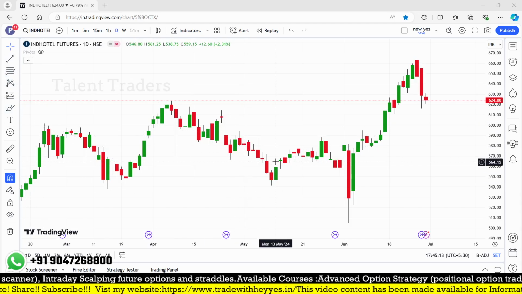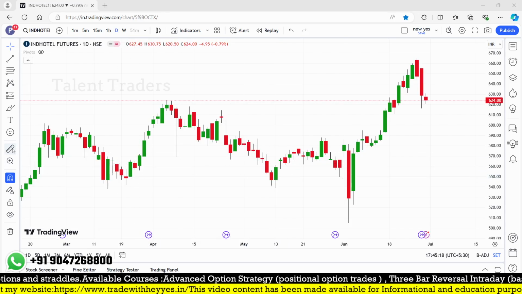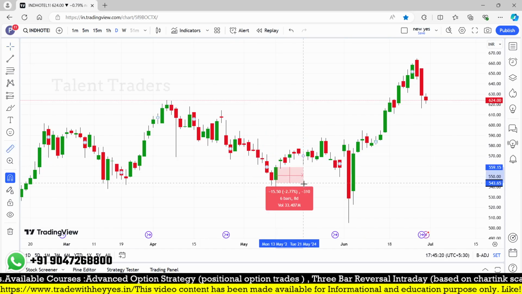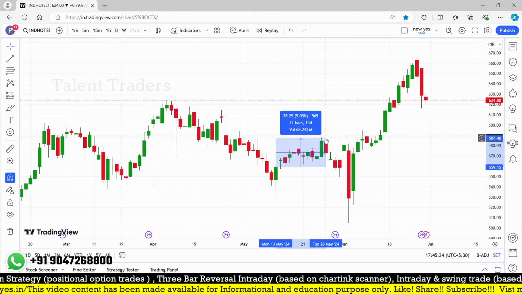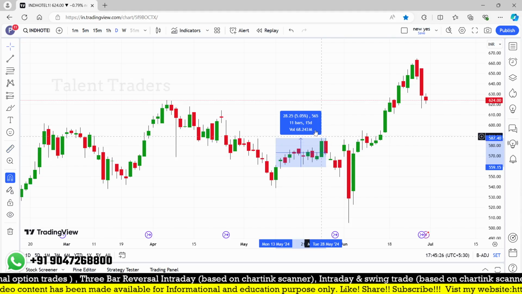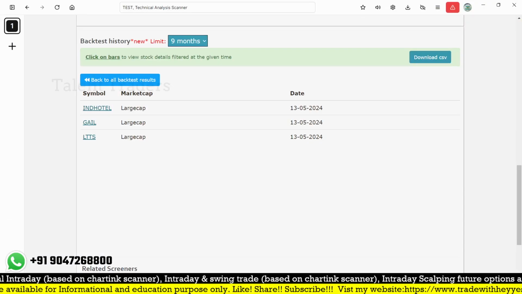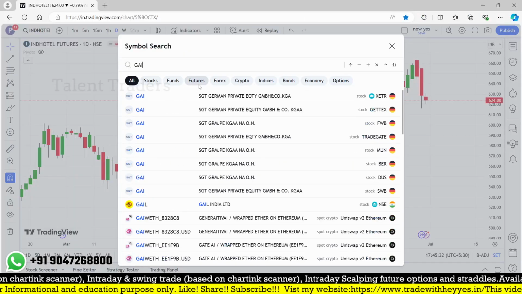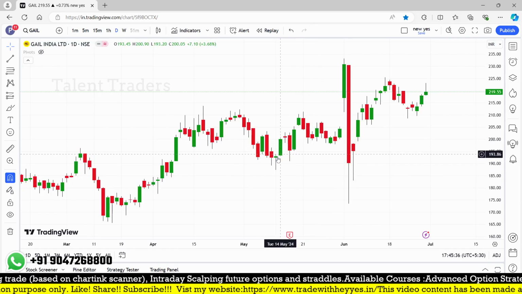What is the exact risk? Near about 20 points should be the risk if I want to take this trade from this closing price to the low, nearby 20. And if you're comparing this nearby 28, more than 20, so it is more than a 1 is to 1.5 target generated. And Gale, LTTS are those stocks on the same day, maybe a swing here.